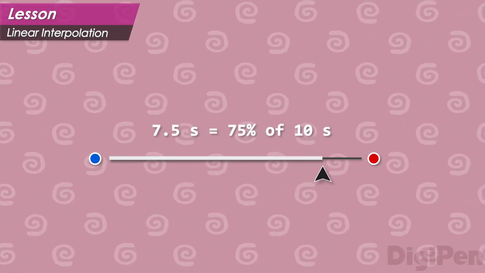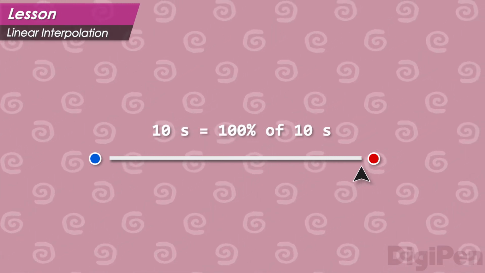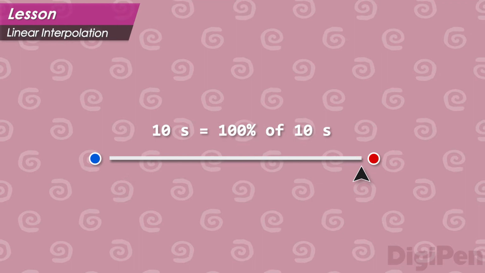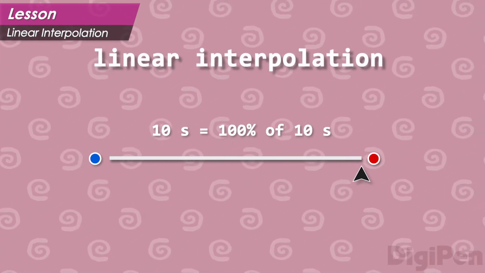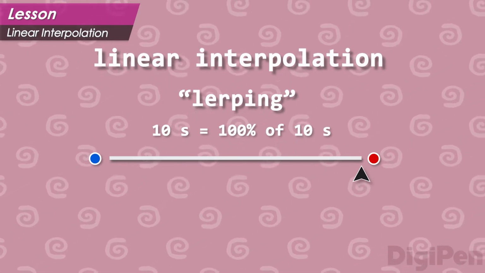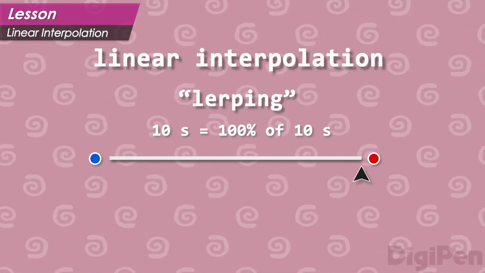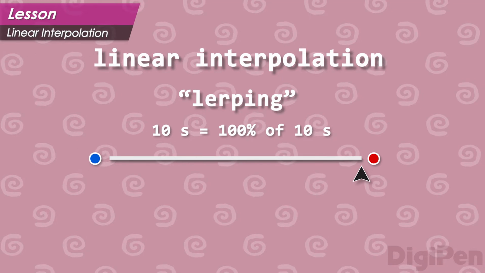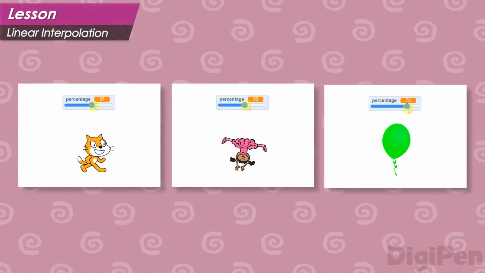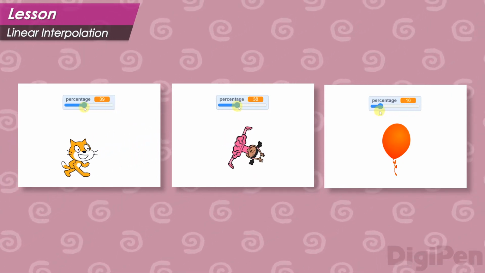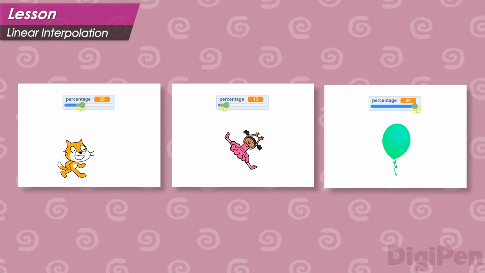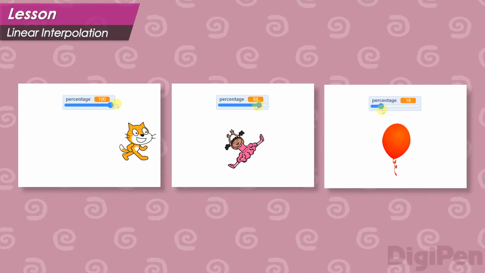We can start with any 2 points and use a mathematical formula to find any point in between them. This is called linear interpolation, or lerping. It's a great way to move something in a game when you know exactly where it should end up. Linear interpolation can be used for moving things, but it can also be used for many other purposes, from rotating an object to changing a sprite's color.